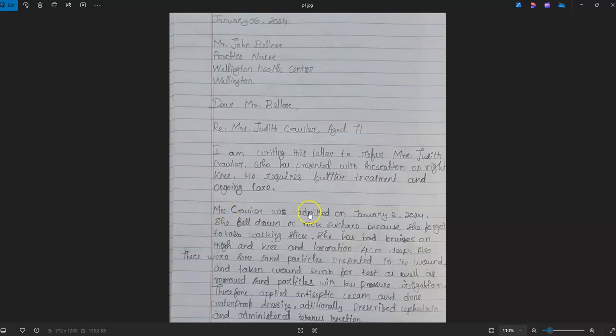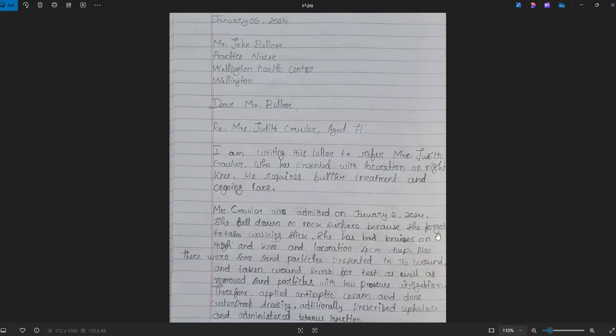So, Mrs Crawley was admitted on January 2nd. She fell down on rock surface because she forgot. Is this the most important sentence in your paragraph? How it occurred. Do I care how it occurred? Too much detail. She fell down, right, was admitted. If you wanted to include this, you would say, due to a fall on a rocky surface. Why do I need to know that she forgot to take a walking stick? That's irrelevant. So conciseness and clarity are part of the score.